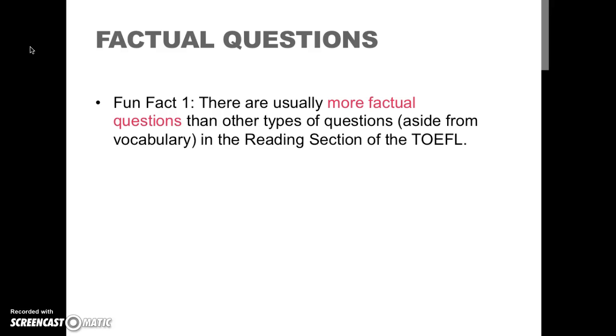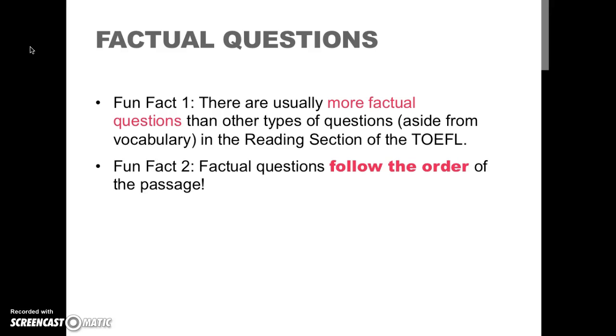Now, let me give you some fun facts about factual questions. Fun fact 1, there are usually more factual questions than other types of questions, besides vocabulary, in the reading section of the TOEFL. This is great, yes, because factual questions are easy. You can answer factual questions, and there are a lot of factual questions. This is good.